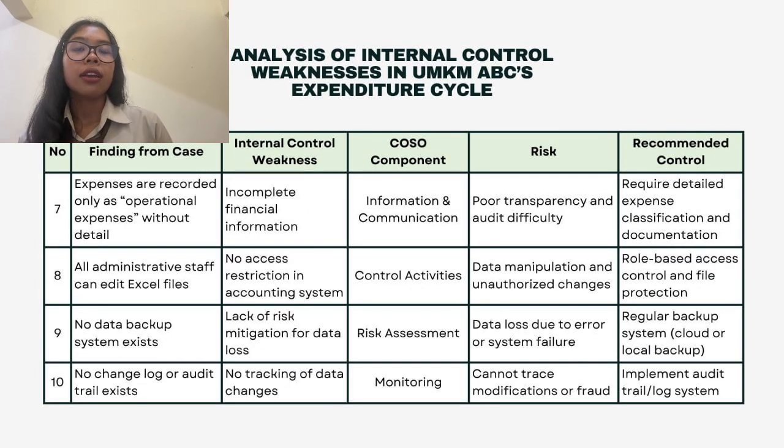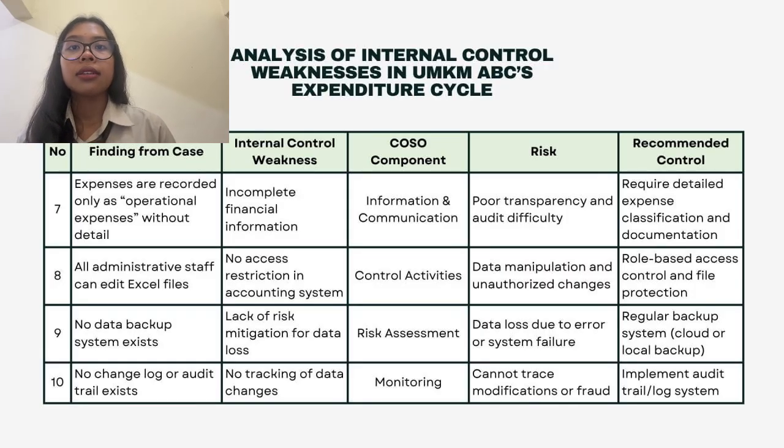And the next finding from the case is that expenses are recorded only as operational expenses without detail. The internal control weakness is incomplete financial information. The causal component is information and communication. The risk is poor transparency and audit difficulty. And the recommended control is to require detailed expense classification and documentation.